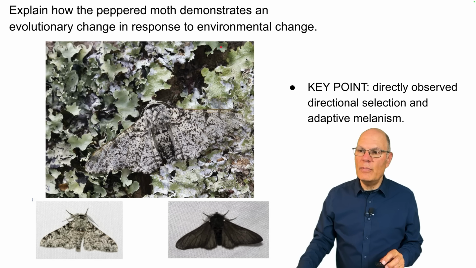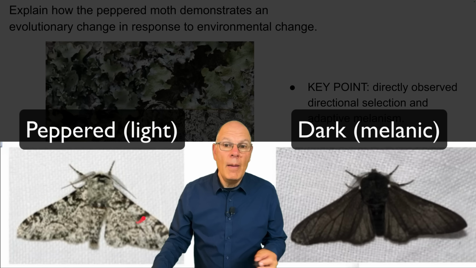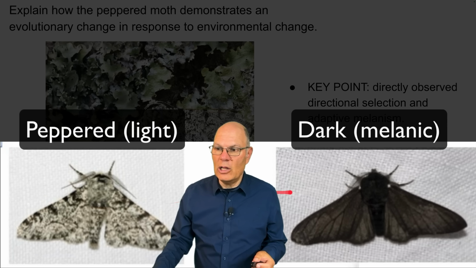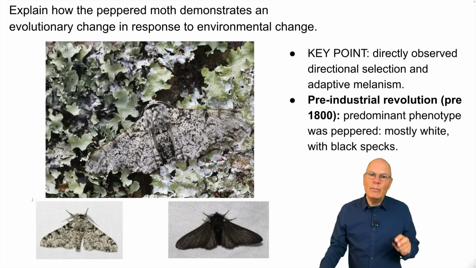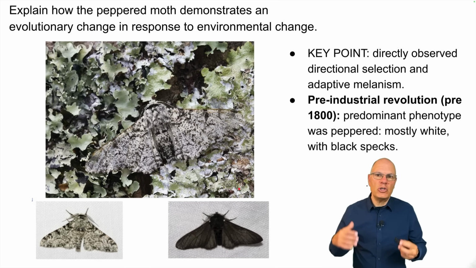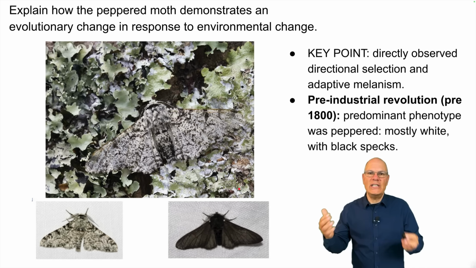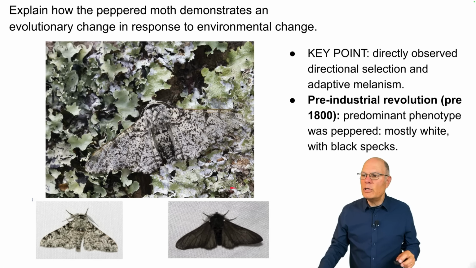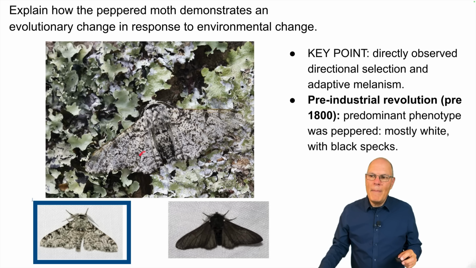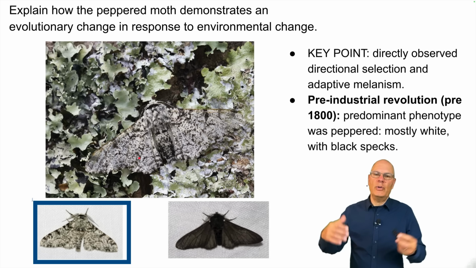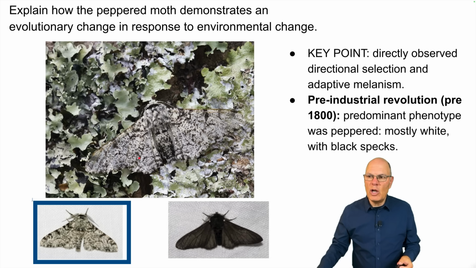The peppered moth comes in two forms. There's a peppered form, mostly light colored, and a dark form. And before the Industrial Revolution began with the invention of the steam engine, the burning of coal, the predominant phenotype was peppered, was this one over here. So in any population of moths, almost all of them were peppered. There'd be a few dark moths.